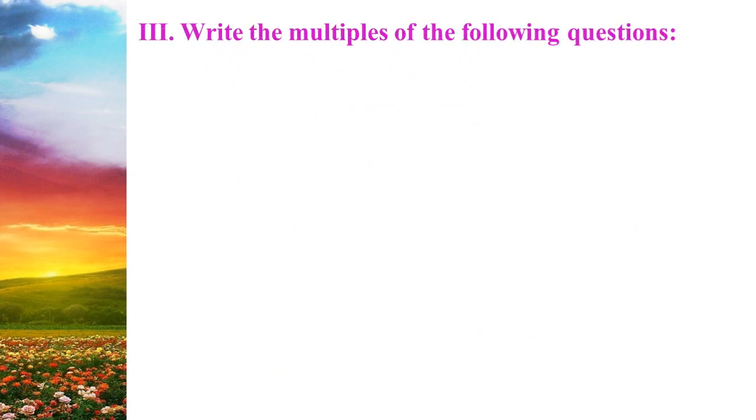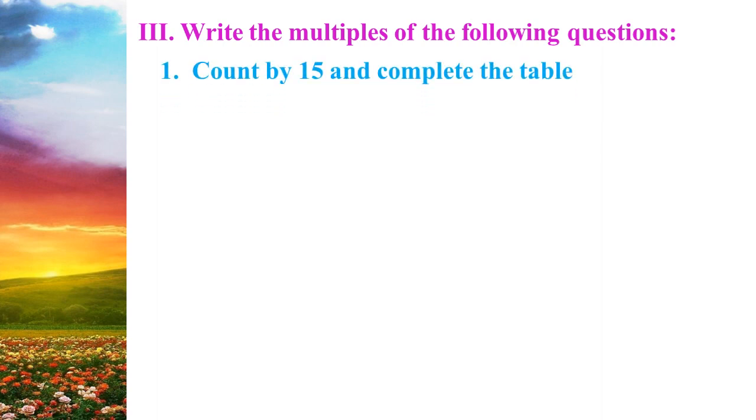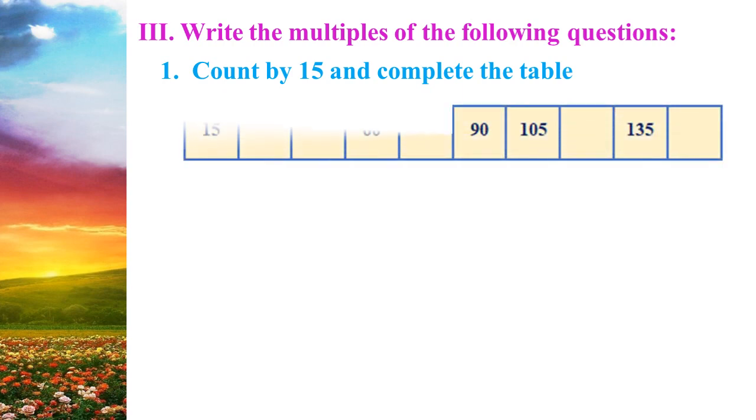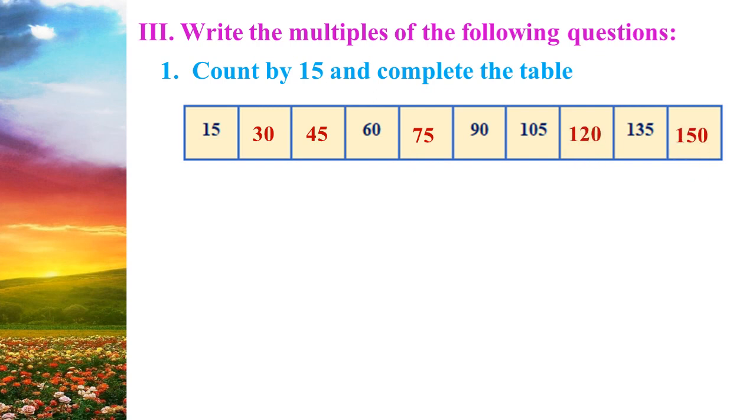See third Roman. Write the multiples of the following questions. First question, count by 15 and complete the table. Here given one table. Here some numbers are missing. We have to complete. So start from 15, then 30, then 45, 60, 75, 90, 105, 120, 135, 150.